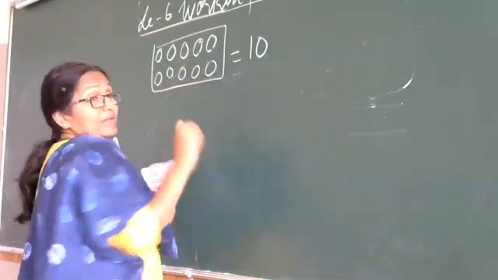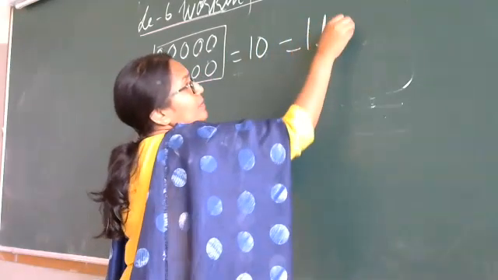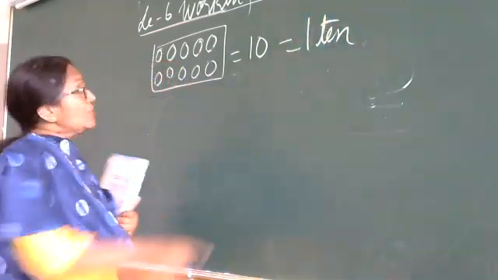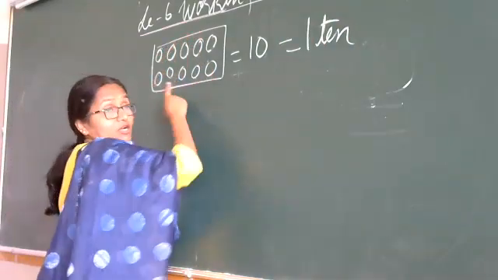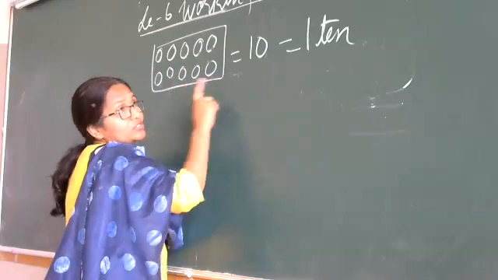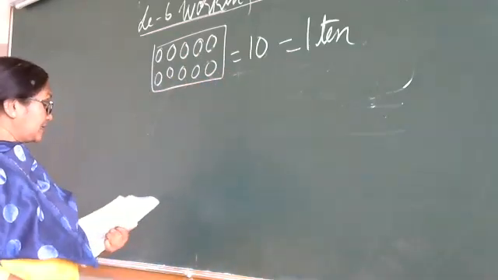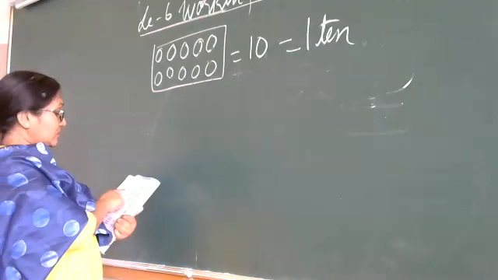So this 10 becomes 110. What does it become? 110. All this becomes 110 as the 10 balls are there. So it becomes 110.